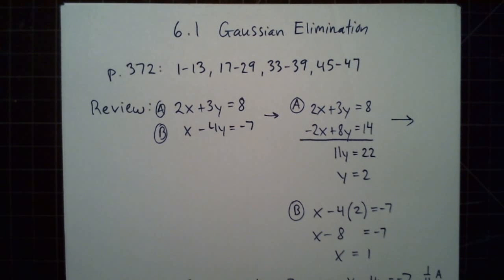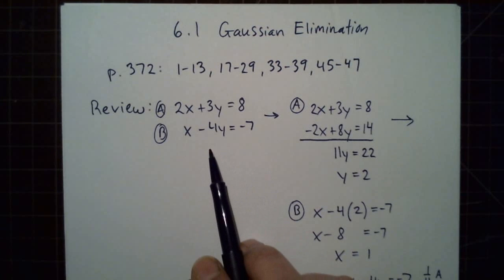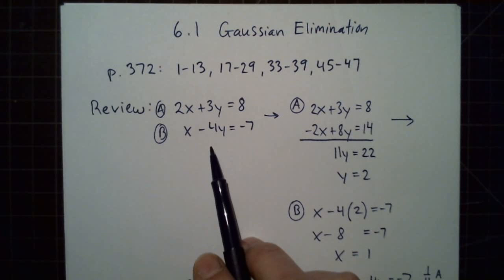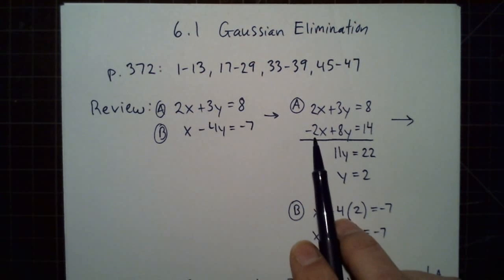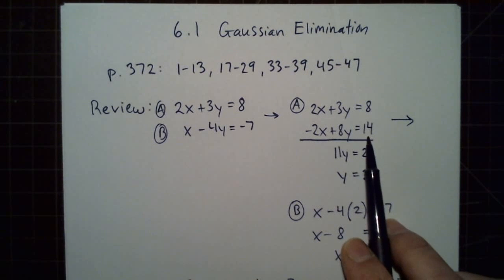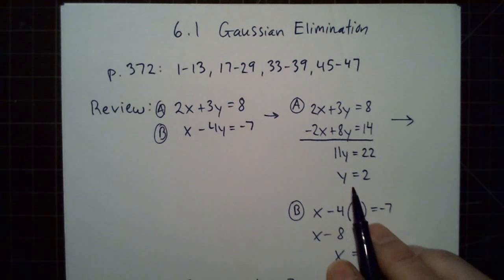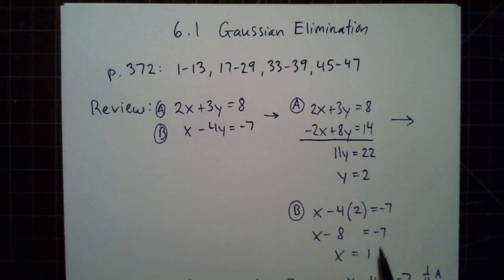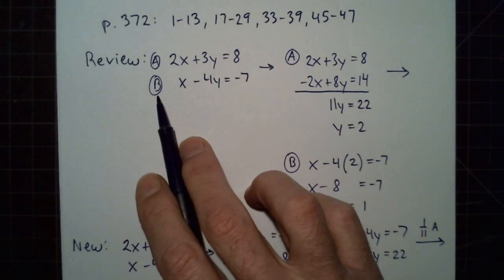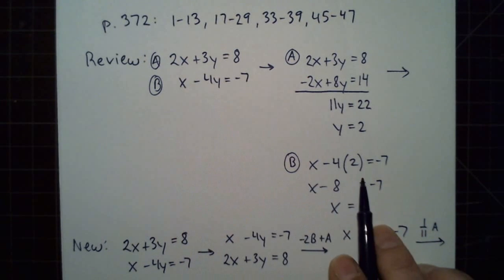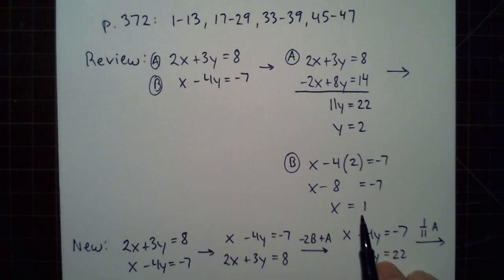Alright, in this lesson we're going to start using matrices to solve systems of equations. And so here to review, we see a system of equations, and if we wanted to use elimination, we'd multiply this by -2 and we would get that. Then we could add and divide by 11, so now we found y.